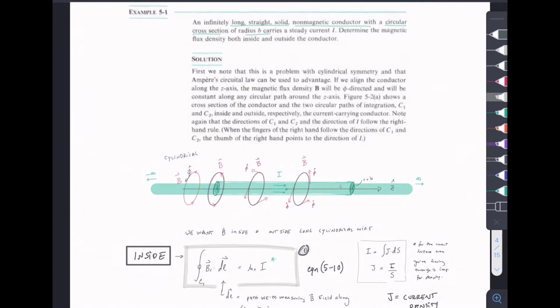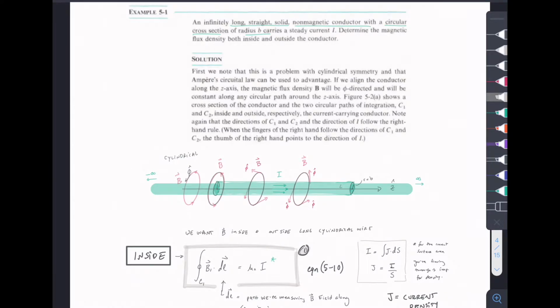All right, guys, this is example 5.1. This one should give you some Gauss's law flashbacks, essentially. So for this problem, we have a long non-magnetic conductor with a circular cross-section of radius b. And then we have a current I flowing through that non-magnetic conductor. So determine the magnetic flux density inside and outside.